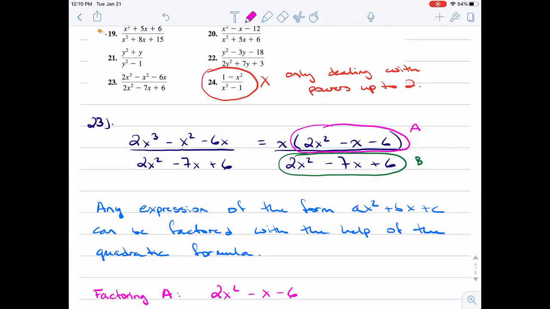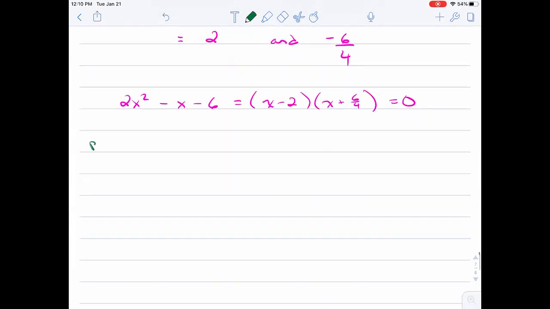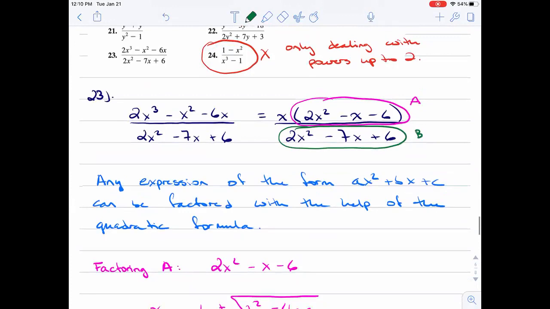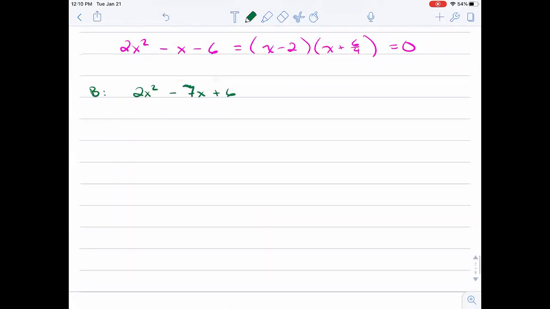Now I'm going to focus on B, which is 2x squared minus 7x plus 6. Is that what it was? Yeah. I don't want to do all that work for the wrong equation. But now we just do the same thing over again.